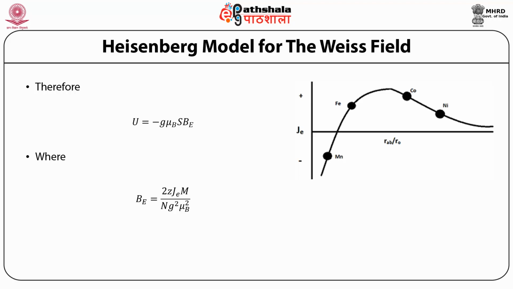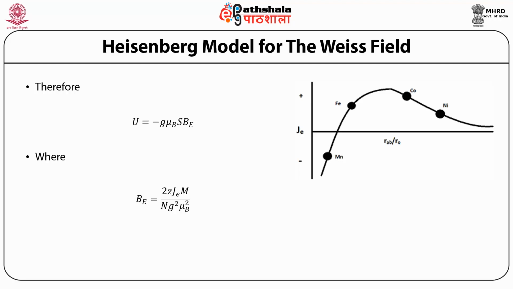But on the negative y-axis there is manganese, whose Je is negative, so the exchange integral is negative, and for the negative side of this y-axis, the ratio of Rab over R naught is less than 3. So that is the paramagnetic region. In a broader sense, we can say that the positive y-axis is the ferromagnetic region of this curve, and the negative y-axis is the paramagnetic region. So manganese is in the paramagnetic region, and on the positive y-axis it is the ferromagnetic region.